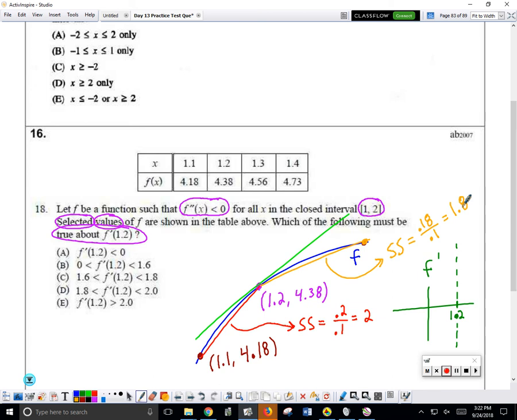Okay, huge idea: the tangent has to be between the secants. It has to, if it's a concave down or concave up curve. Does that make sense? You okay, Reeves? Yeah, I'm just grading. You're good.